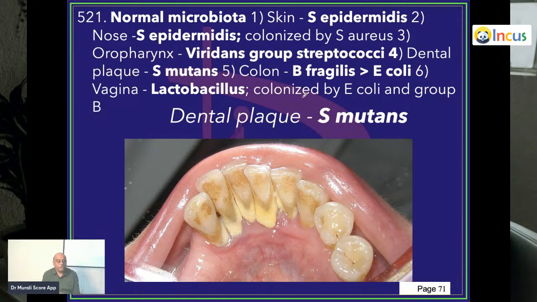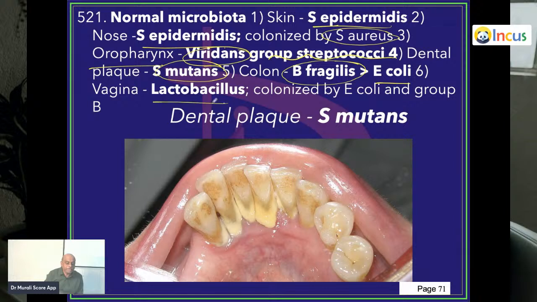So now, we are at this point, right? Last time. Now, what are the normal microbiota that are there in our mouth, skin, and that can contaminate and sometimes lead to infective endocarditis also. In the skin, we have Staphylococcus epidermidis. In the nose, Staphylococcus epidermidis and also aureus. Then oropharynx, you have viridans group streptococci. Dental plaque, Streptococcus mutans. In the colon, you have Bacteroides fragilis and E. coli. In the vagina, there is Lactobacillus along with E. coli and group B streptococci. You remember, group B leads to the development of neonatal meningitis.